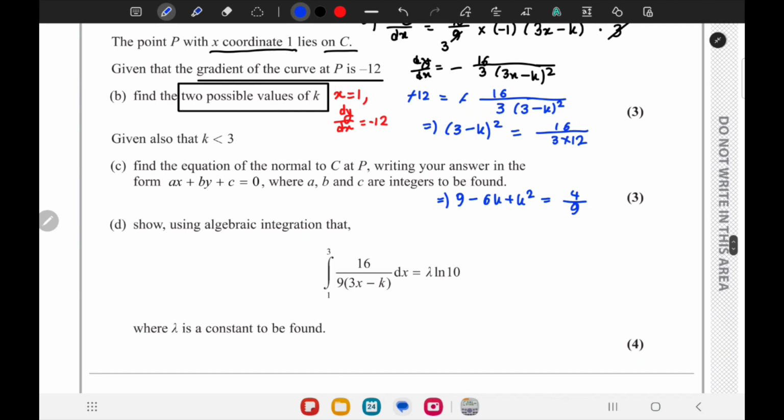Now we'll solve this quadratic. So k squared minus 6k, and then you'll have 9 minus 4 by 9, so 77 by 9. You'll have k equals 11 by 3 and k equals 7 by 3. So these are the values of k. This is part B.